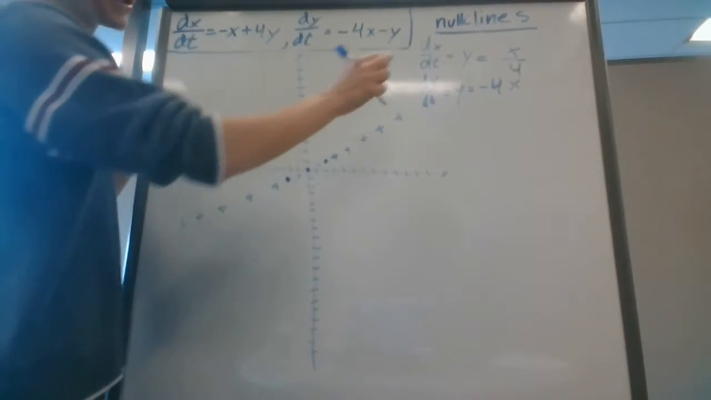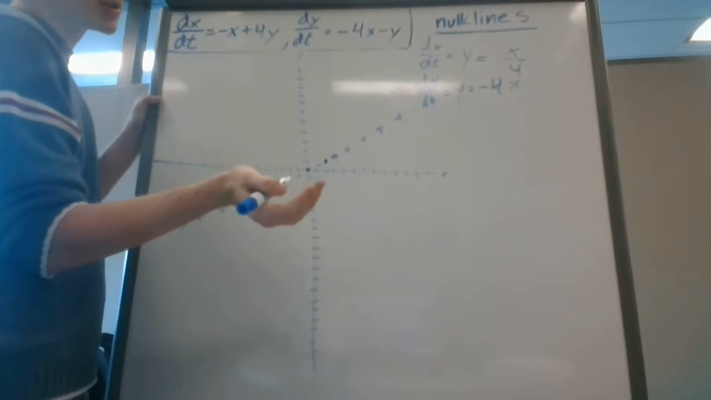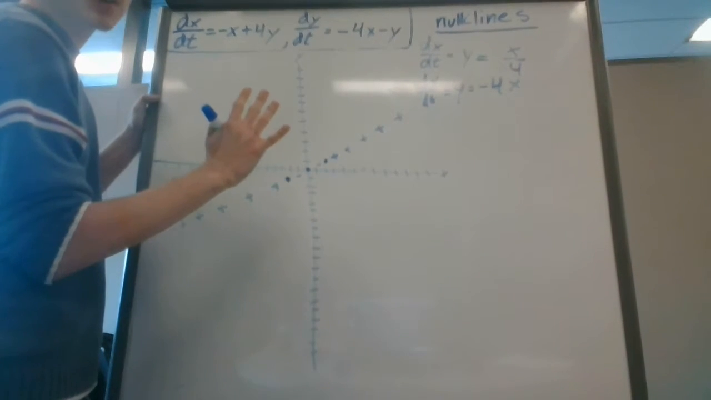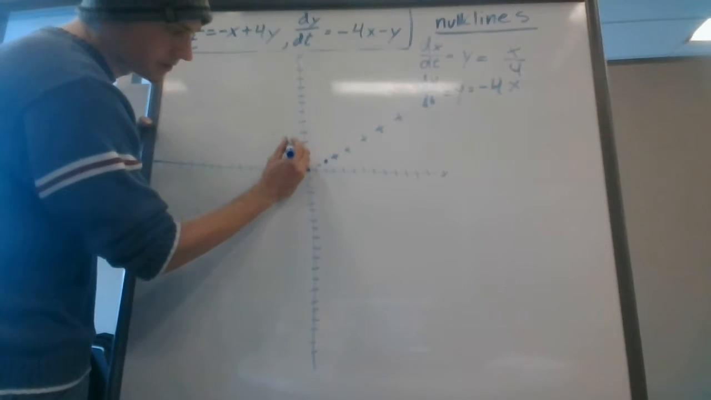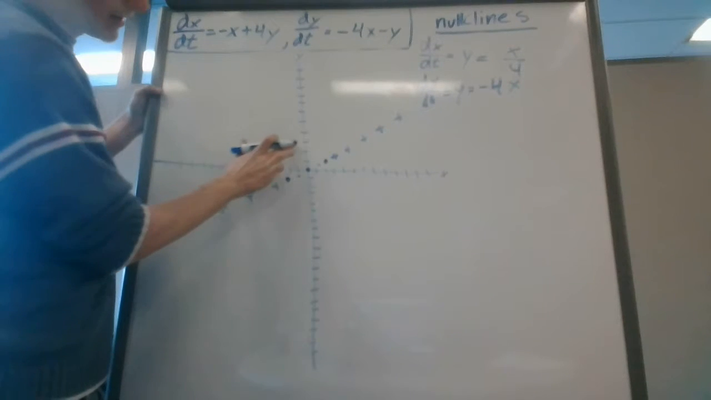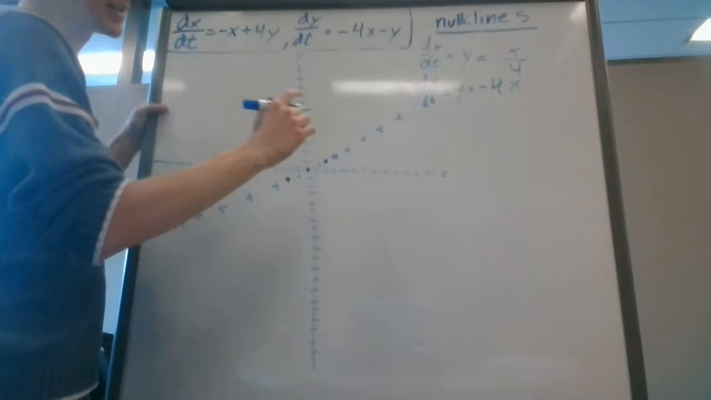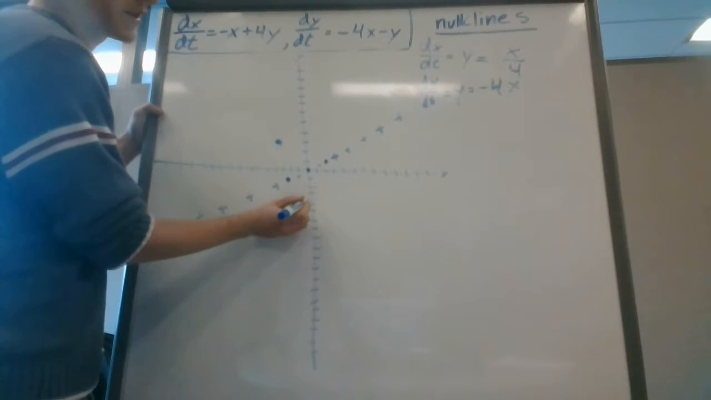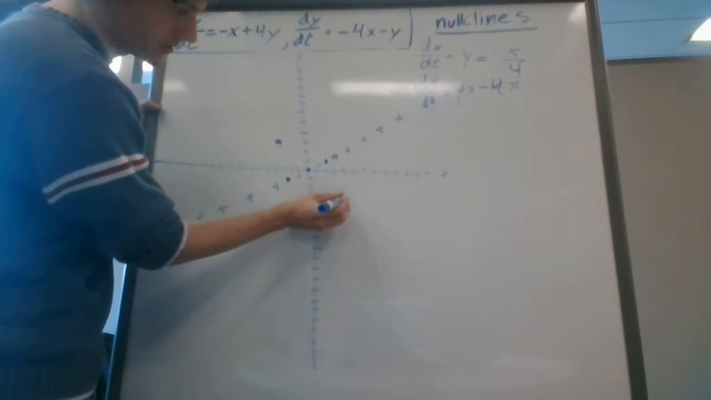Okay. Now I'm going to draw the dy over dt null line. So when y equals 4, x equals negative 4. So when y is 4, 1, 2, 3, 4, x is negative 4. So somewhere around here. And let me put it right here. Okay. So now when y is negative 4, so down here, x is positive 4. So 1, 2, 3, 4. And it's about here.